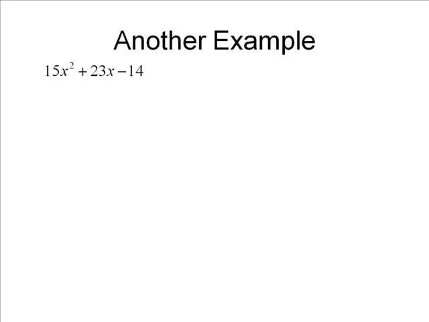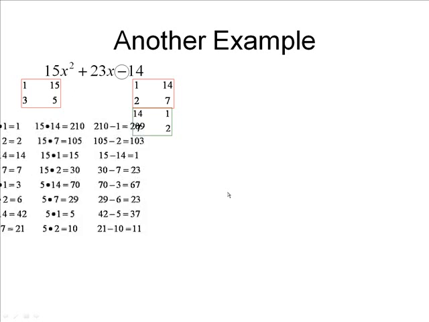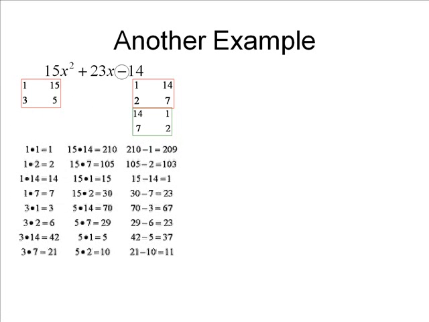Let's run through the same procedure with this. We find the A and the C and get their factors. Then we reverse one of the lists, doesn't matter which one. Then we get all the possible combinations of the A factors multiplied by the C factors. And we want them to subtract to equal 23.